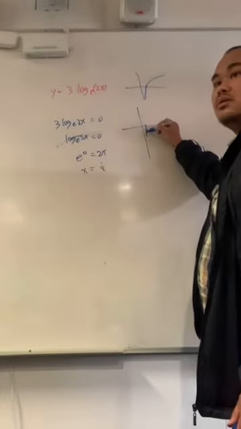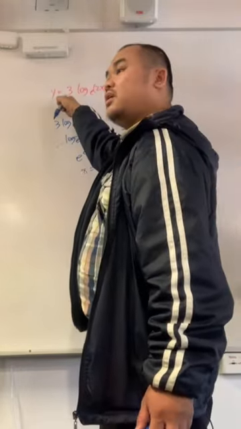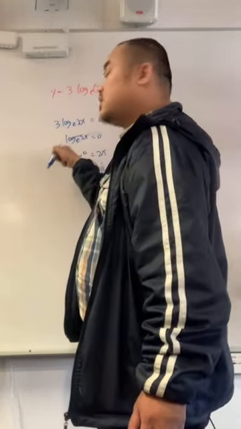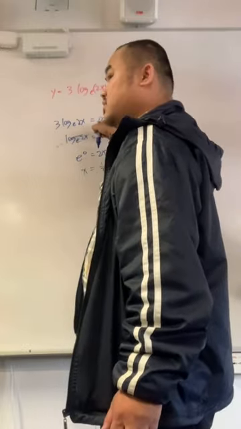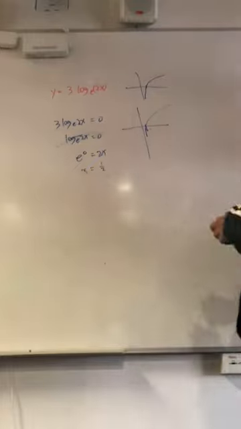Wait, what did you do? The 3? It's original there. How do I get rid of it, you mean? Yeah. Because you divided by 3, 0 divided by 3 equals 0. Just like that.